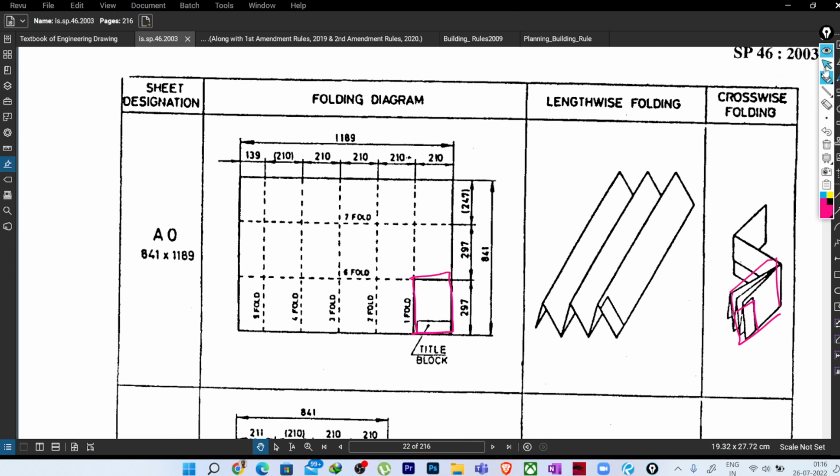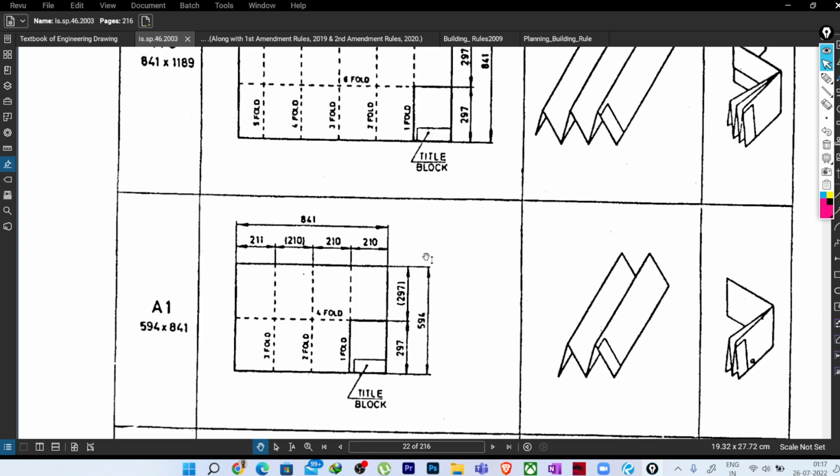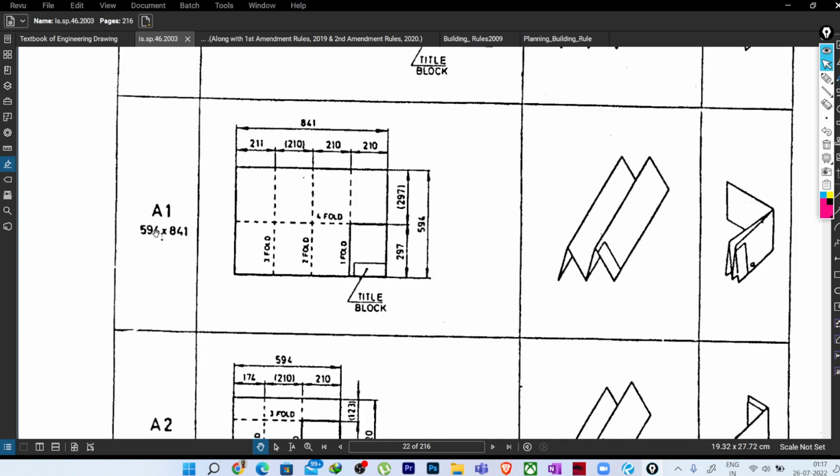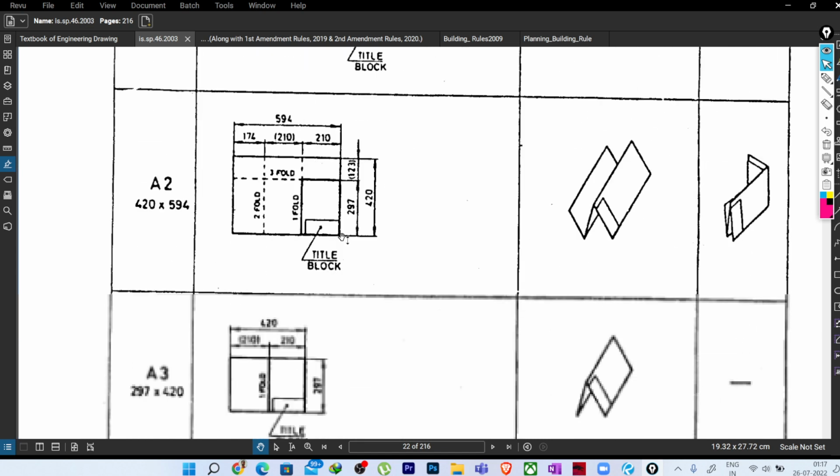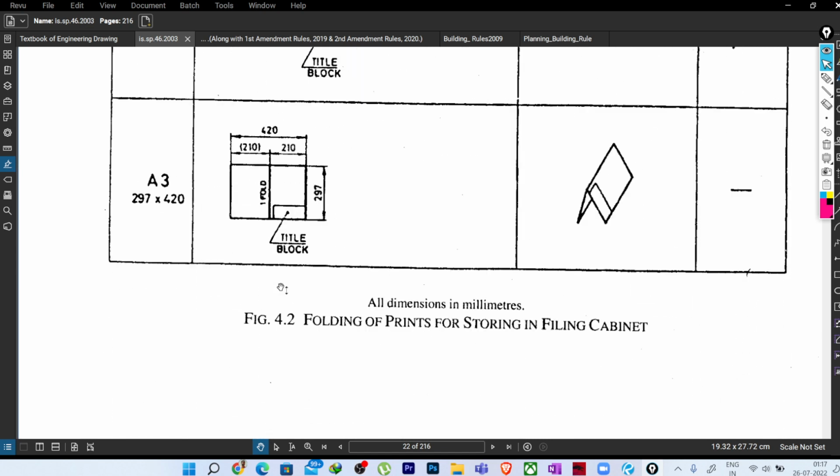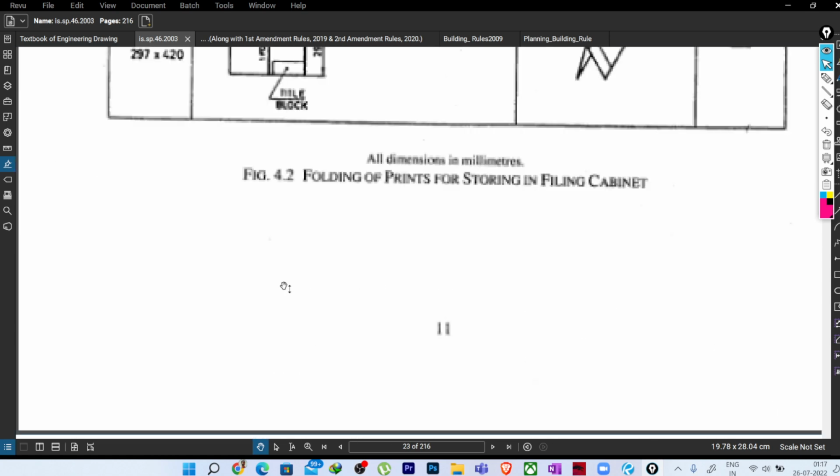Okay, so now for different paper sizes, what are the fundamental dimensions you should follow? But again, in a real scenario it is not always possible to get exactly 210 mm like this, but the basic thing you need to keep in mind is that the title block should be at the top. Okay, then we have this A1. For this we have this kind of folding system, then A2, A3, and A4 is not given here.